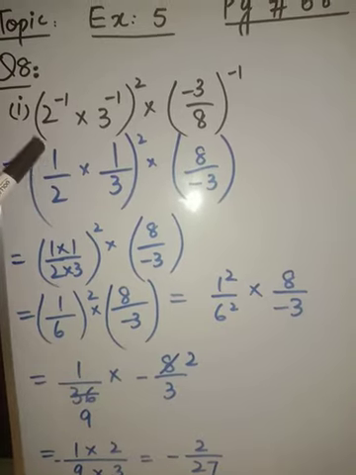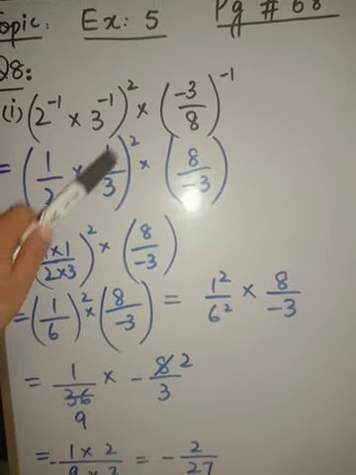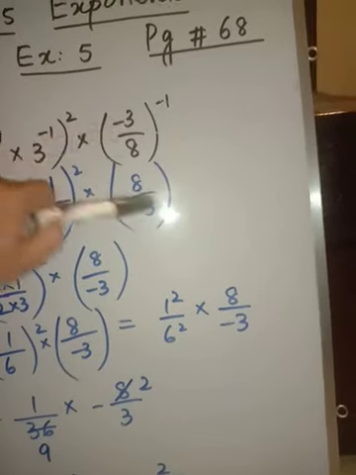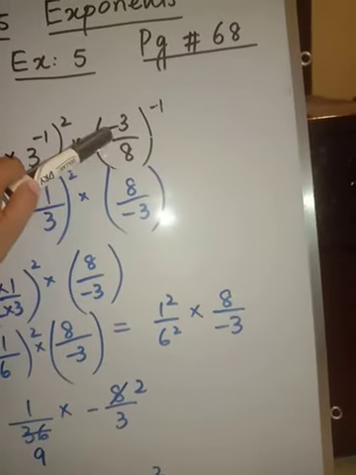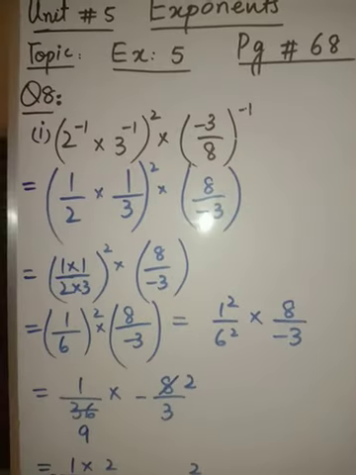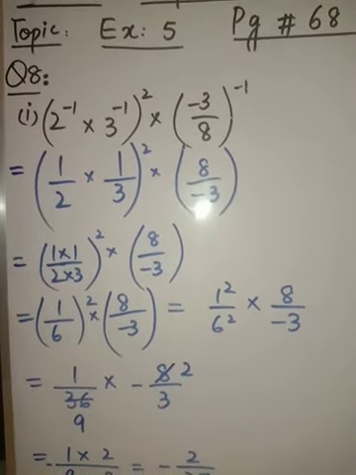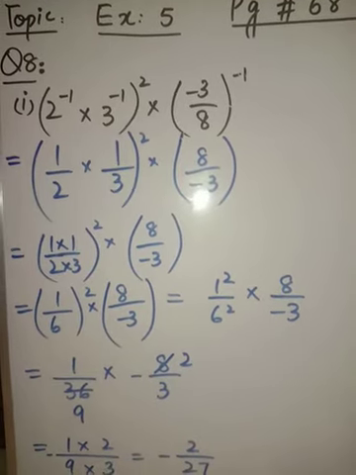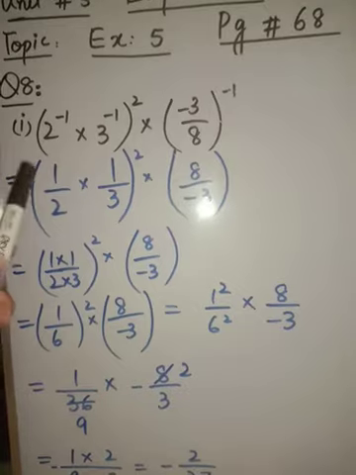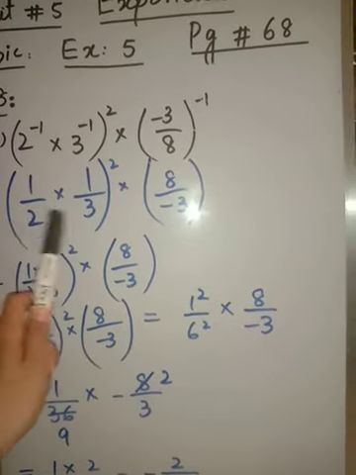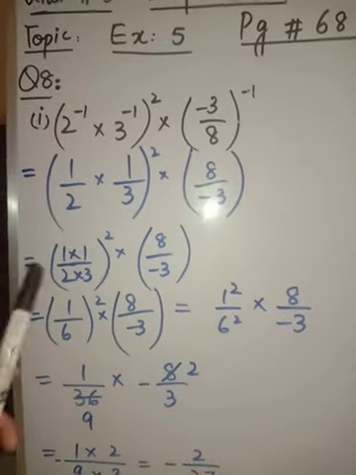So you can write it as 1 over 2 multiplied by 1 over 3 whole square, multiplied by this reciprocal, which will invert the fraction. The numerator will become the denominator and the denominator will become the numerator. Understand? Whenever we have a negative in the exponent, we have to change the numerators and denominators. So 1 multiplied by 1, both numerators can multiply with each other and both denominators can multiply with each other.